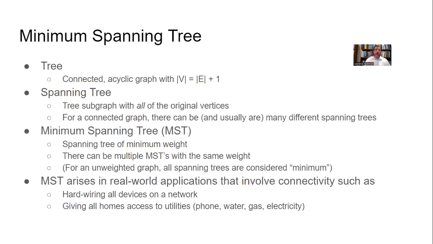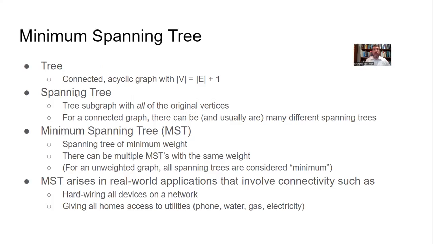All right, so just to review again, this slide is from a previous lecture, right? A tree is a connected acyclic graph with the number of vertices equal to the number of edges plus 1. Acyclic means that it doesn't have a cycle, but if I add even one edge, it now has a cycle. And if I remove an edge, it will no longer be connected.